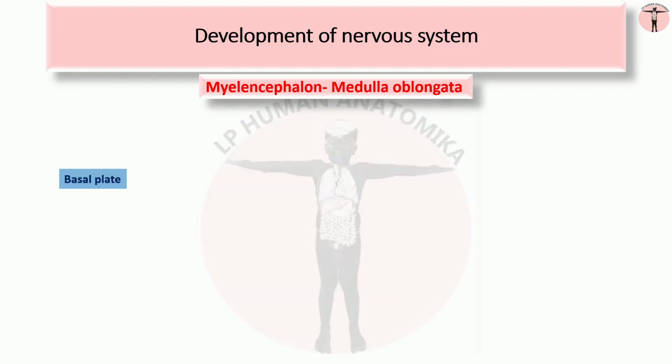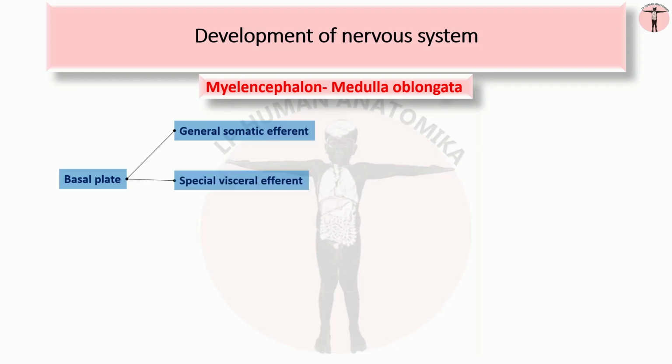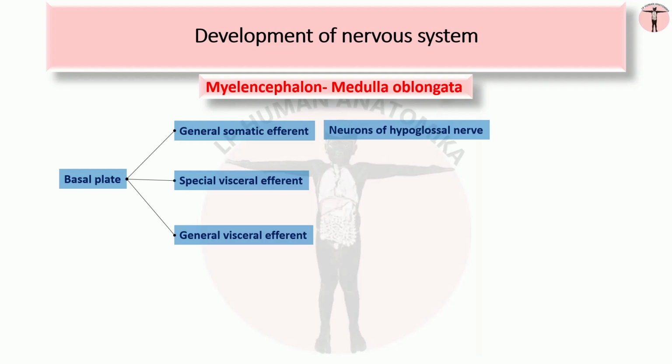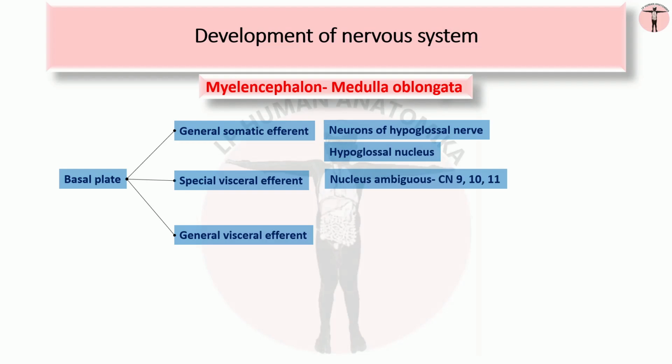Neuroblasts from the basal plates form nuclei and organize into 3 cell columns from medial to lateral: general somatic efferent, special visceral efferent, general visceral efferent. General somatic efferent is represented by the neurons of the hypoglossal nerve and is called the hypoglossal nucleus. Special visceral efferent is represented by neurons of cranial nerves 9, 10 and 11 and is called the nucleus ambiguus. These fibers innervate the muscles derived from the pharyngeal arches.